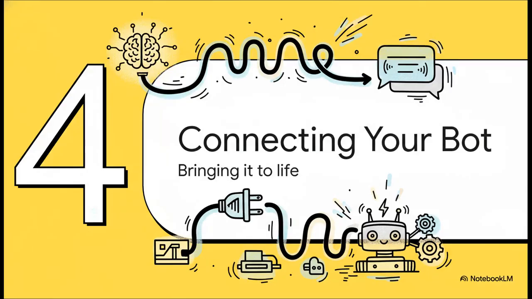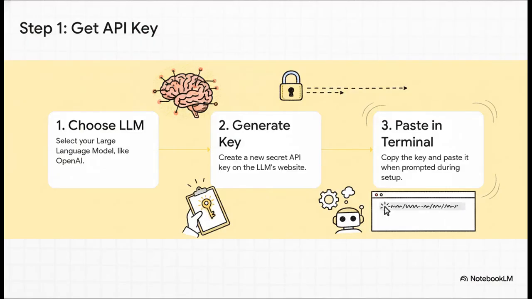Okay, the agent is installed. Now we're moving on to the really, really exciting part. We've basically built the body, and now it's time to plug in the brain and give it a way to talk. This is where we bring our bot to life. First things first, we need to pick its brain, the large language model. You've got options, but for this walkthrough, let's just use OpenAI. It's simple. You'll just go to their website, generate a brand new secret API key, copy it to your clipboard, and then paste it right into the terminal when it asks for it. This little key is what lets your bot actually think.